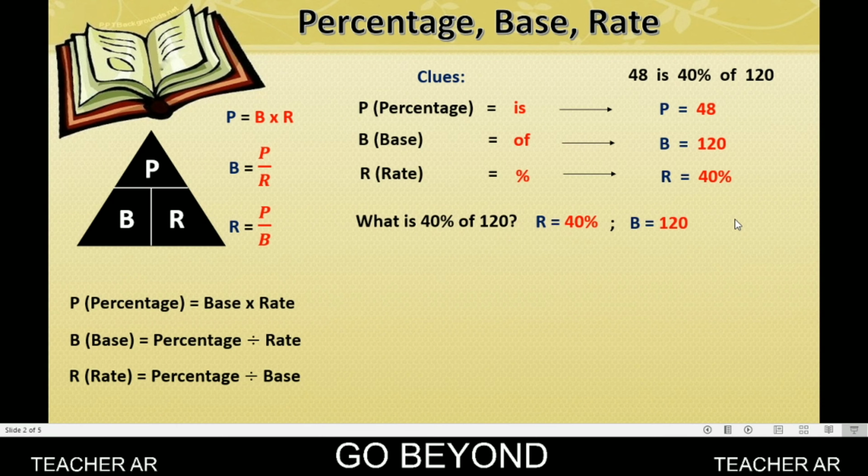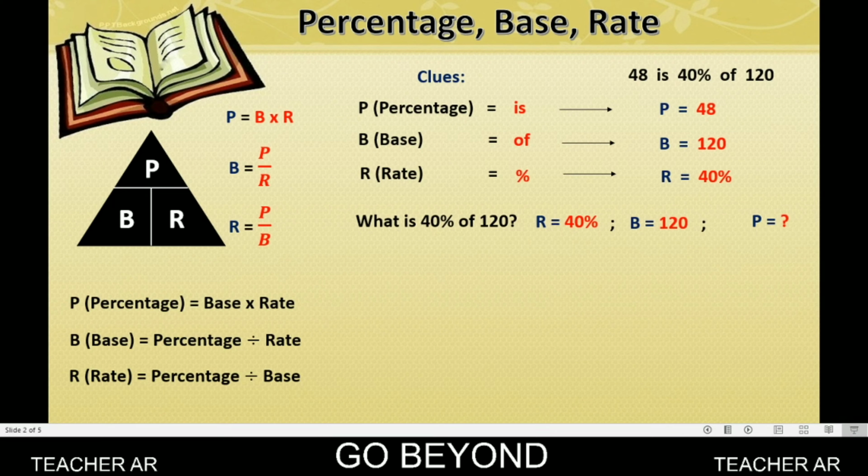So, sino doon yung hinahanap? What is the missing piece in the problem? What is? What? Siya yung hinahanap. Siya yung wala. What is? Siya yung katabi ni, anong word katabi ni what? Is. So, ibig sabihin, hinahanap dito si percentage. Walang number ang what. Hinahanap siya. Katabi niya si is. Ibig sabihin, the missing piece or hinahanap sa problem number 1 is the percentage.